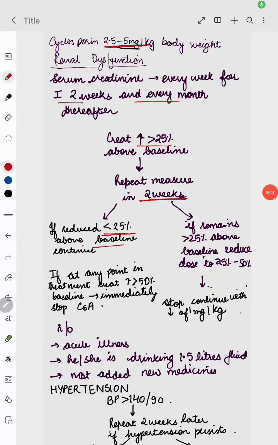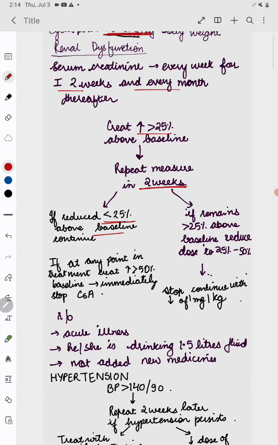Today's video we are going to discuss cyclosporine. Cyclosporine is given at the dose of 2.5 mg to 5 mg per kg body weight. Now you have to do serum creatinine. It causes renal dysfunction, so you have to do serum creatinine every week for the first 2 weeks and then every month.